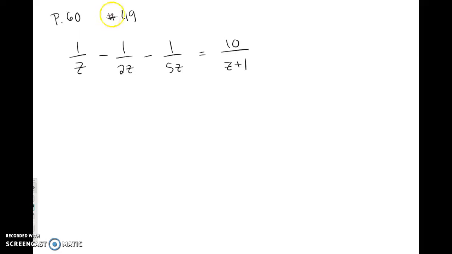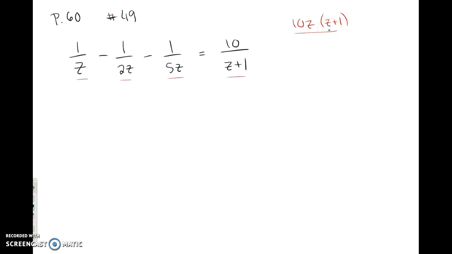Right, number 49 on page 60 is a rational equation we need to solve. In order to do that, we need to get a common denominator. So this has a z, this is z, 2z, 5z, and a z plus 1. So it needs to have a 2, a 5, a z, and a z plus 1. So basically 10z(z plus 1) is my least common denominator.